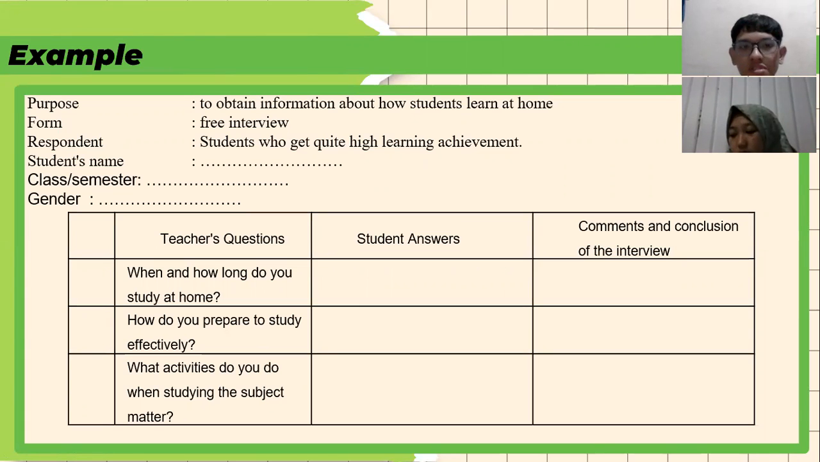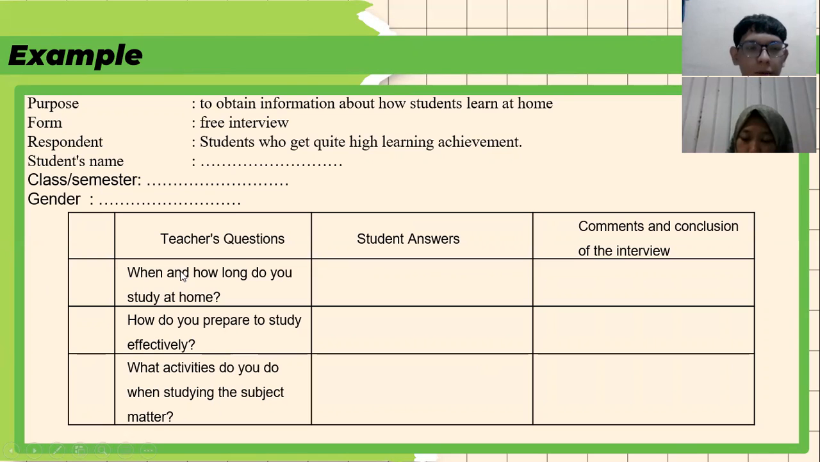This is an example of an interview. The purpose of the interview is to obtain information about how students learn at home. The respondents are students who get quite high learning achievement, and the interviewer is the teacher. Here are the student name, class name, semester, and gender. This is the identity of the students.